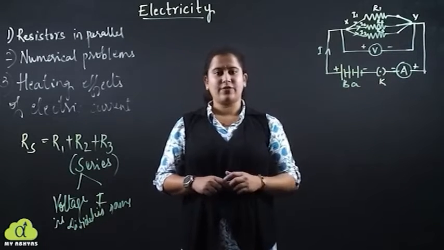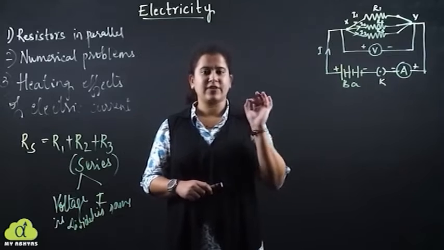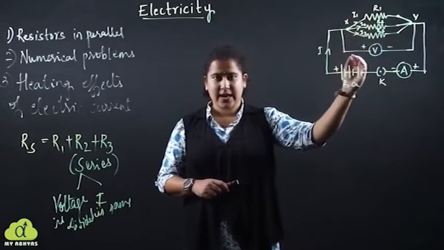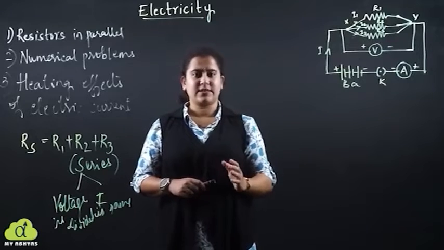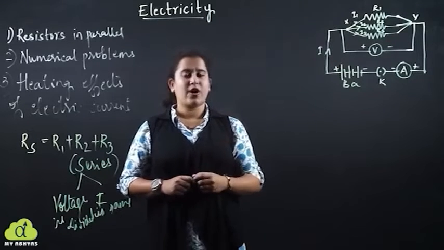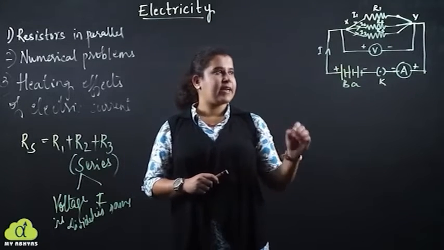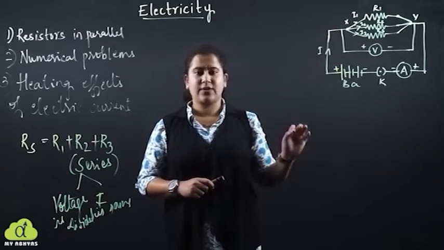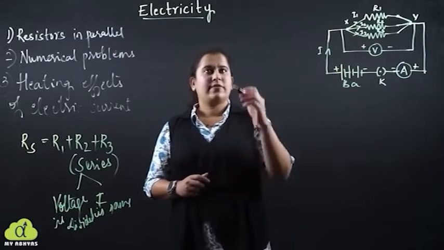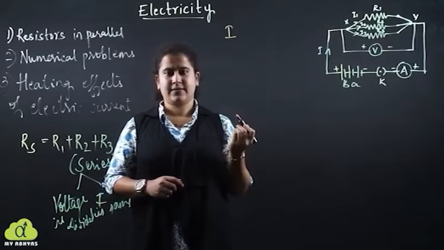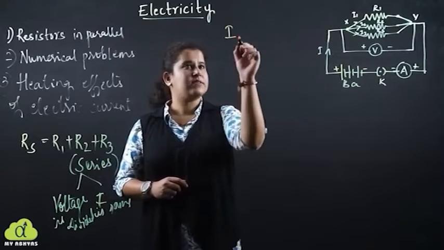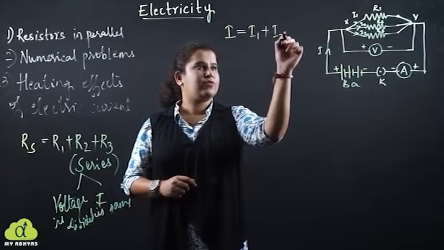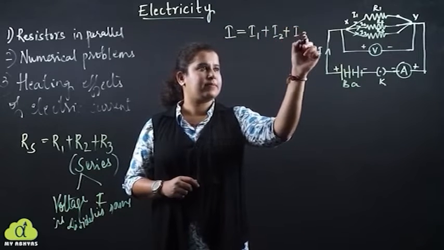So now what I have to do is derive the effective resistance for this. I have to take R1, R2 and R3 as an effective resistor. In the first case, the current is getting divided into I1, I2 and I3. That is the total current. The total current passing through the circuit is equal to I1 plus I2 plus I3.